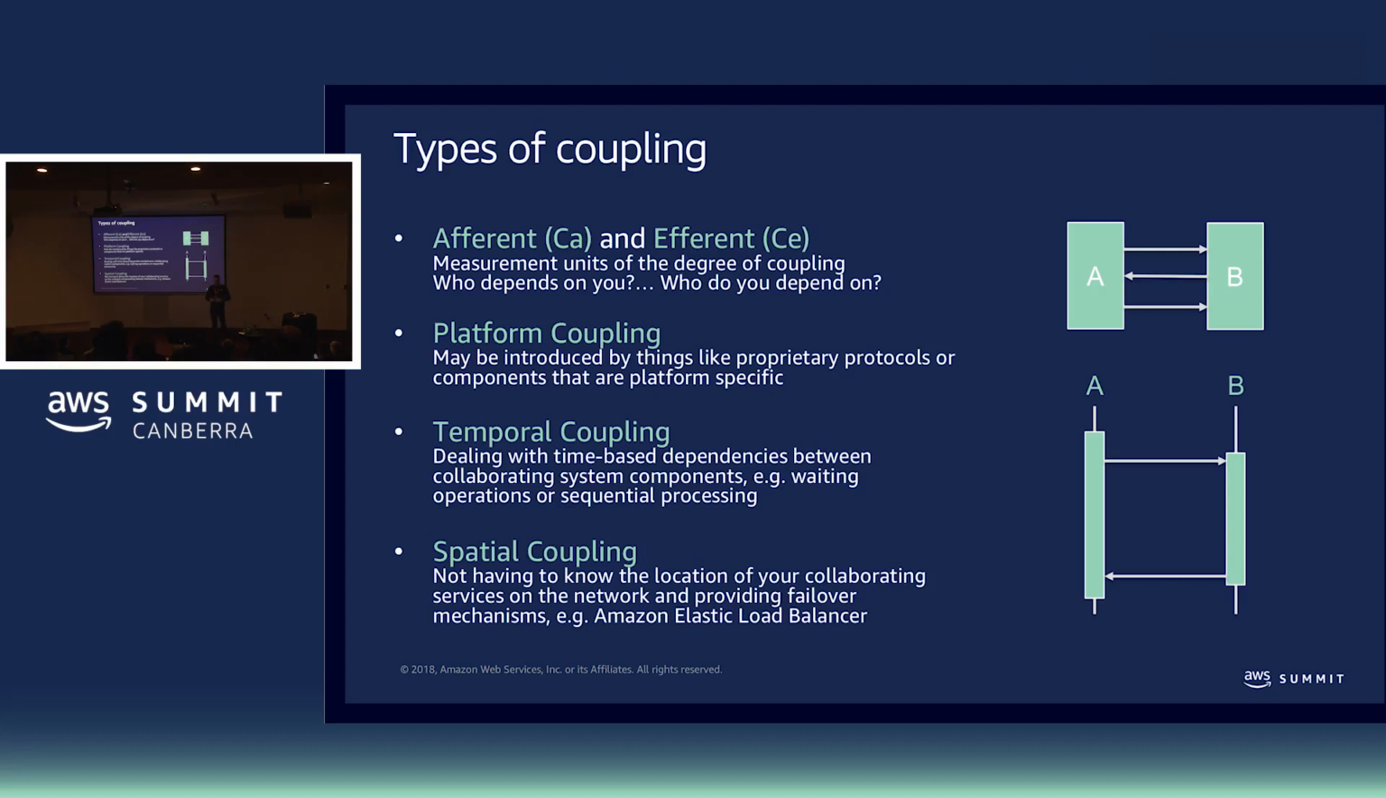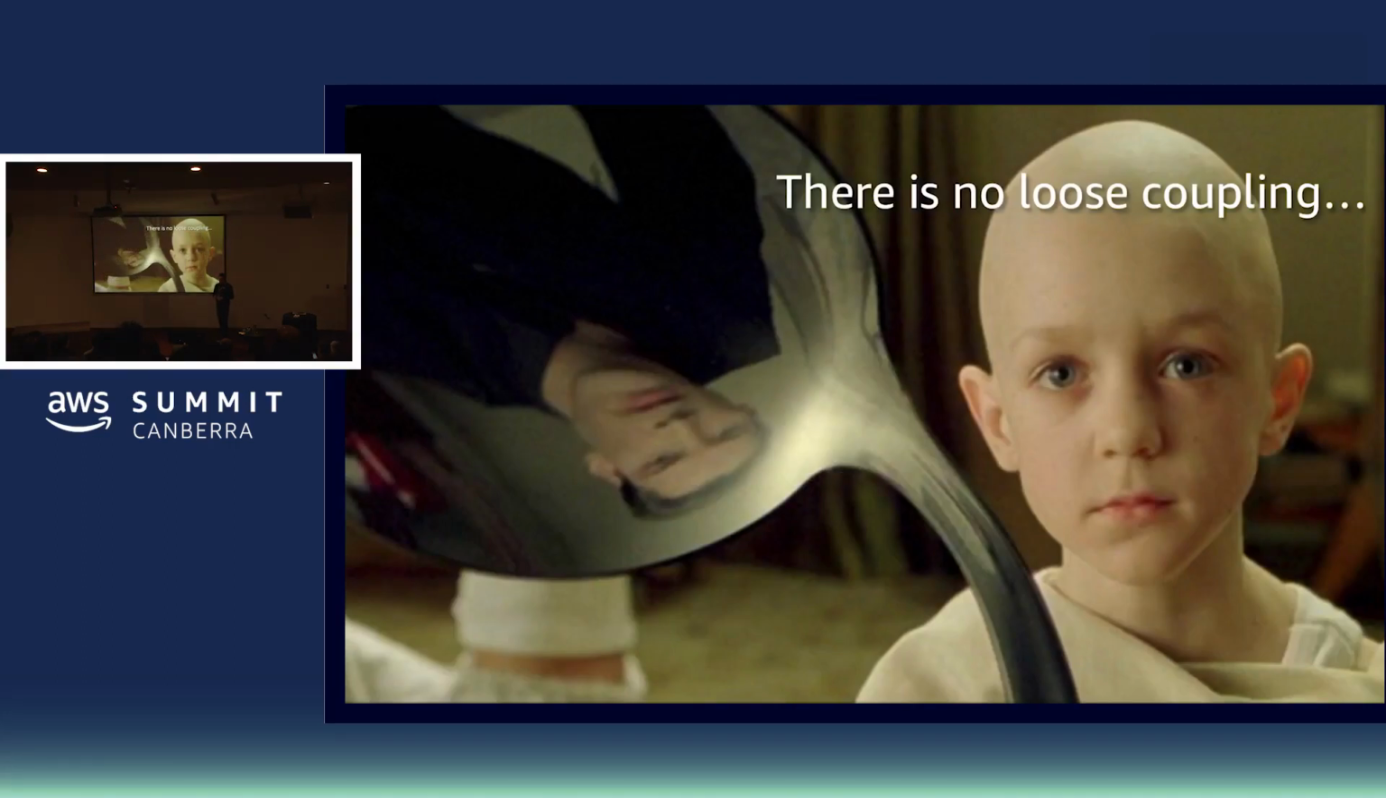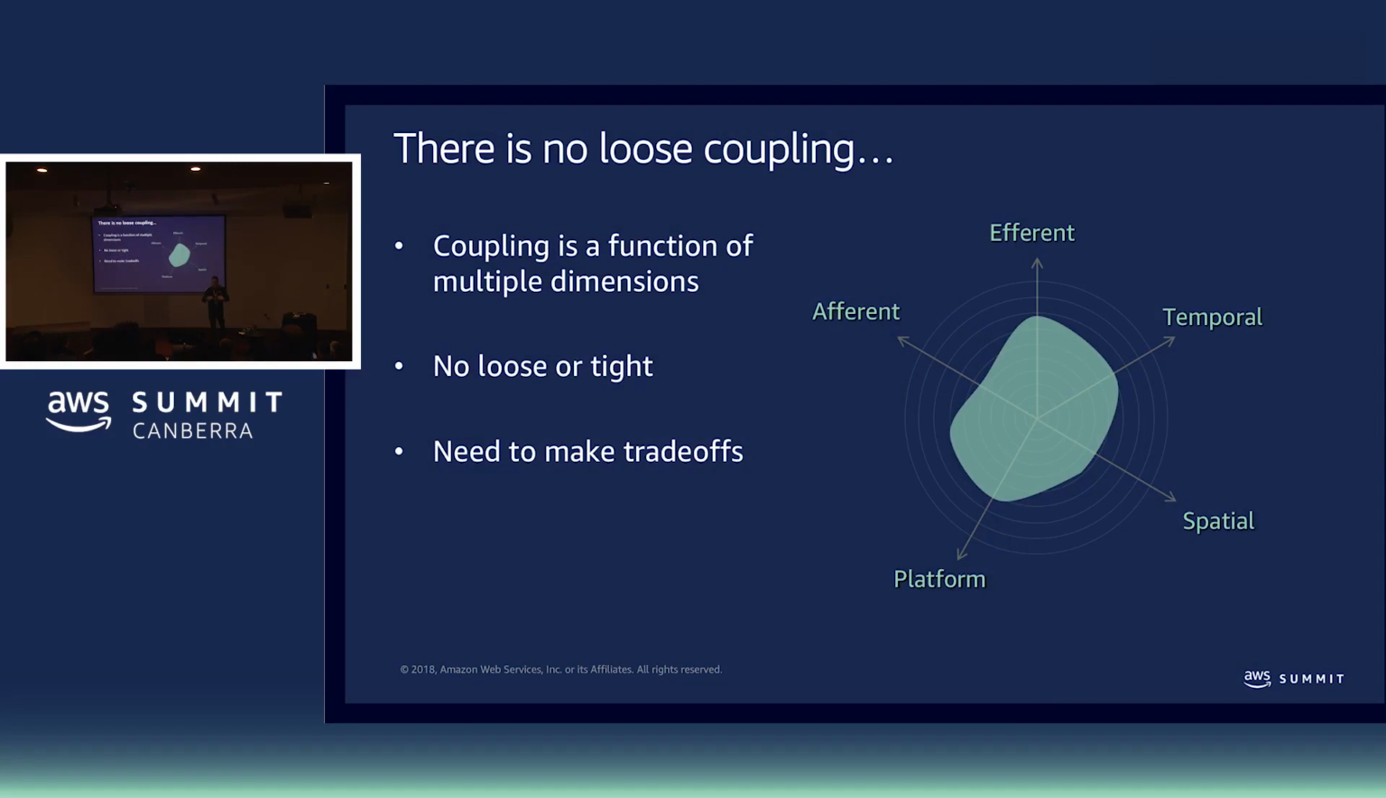And one of the things that we see in the more modern day microservice architectures is also spatial coupling, right? Having to know where things are on the network. Those are elements that you need to consider when you're deploying microservices and looking at whether or not those services are autonomous, in the sense of, do I need to know where things are on the network? But ultimately, there is no loose coupling. So we're never going to be able to strive for loose or tight. It's not a binary kind of function. Coupling is a function of multiple dimensions, right? Those things that I've just talked about, you need to make decisions and trade-offs around what's important to you and how you're going to implement that.